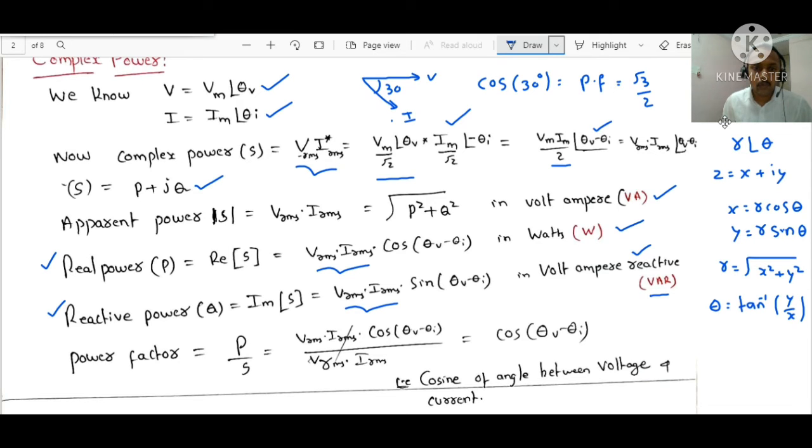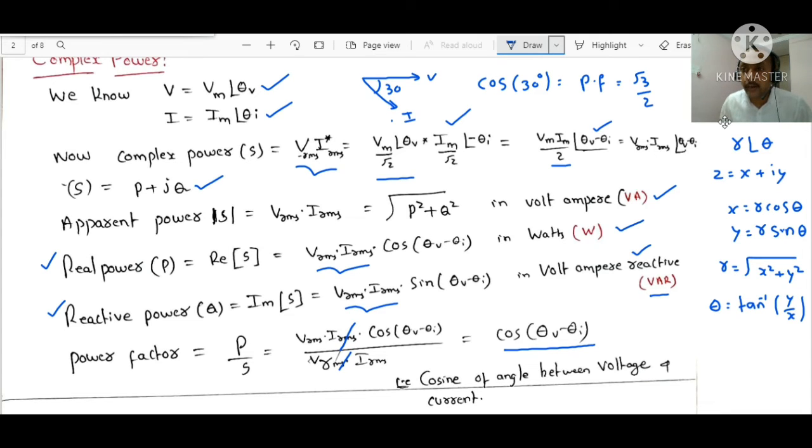Now P is already known, Vrms into Irms cos of theta v minus theta I, whole divided by S. Now this Vrms into Irms and this one will get cancelled. We will get only cos of theta v minus theta I. Now how do you understand this theta v minus theta I?